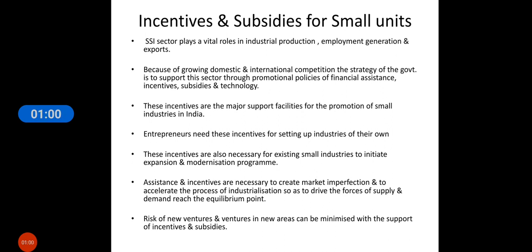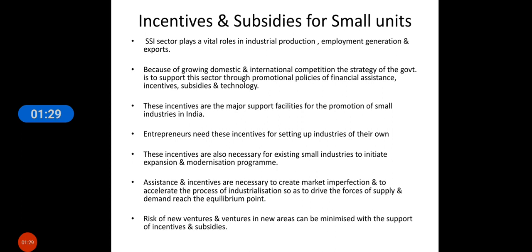These incentives are the major support system to promote small scale industries because they don't have good financial support or good technical support. So these incentives play a vital role, and entrepreneurs need these incentives for setting up industries of their own. These incentives are also necessary for existing small industries to initiate expansion and modernization programs.